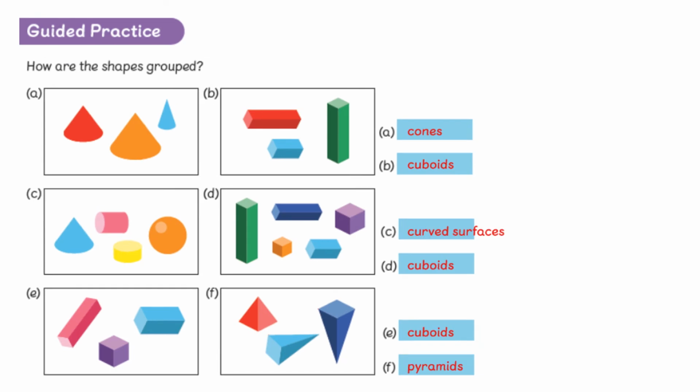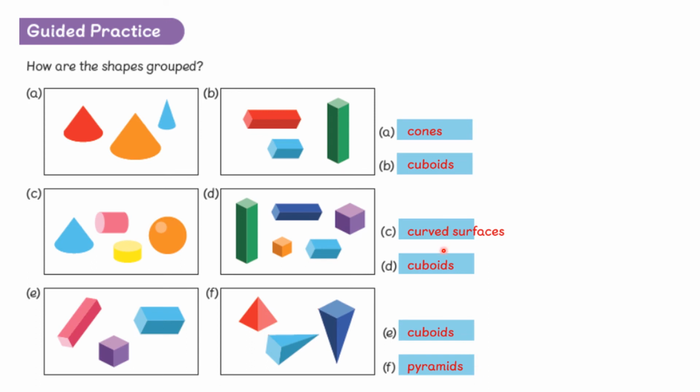Okay, hopefully we managed that. Let's have a look together. So group A is a group of cones. They're all cones. Group B is a group of cuboids. So those have been just sorted by shape, haven't they? Group C, they all have some curved faces. And group D, they are all cuboids. Group E, they are all cuboids again. And group F, they are all pyramids. And actually, they are all square-based pyramids there, aren't they?